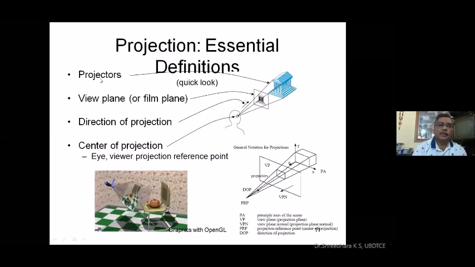Now once again, to be clear: these are all the projectors. Here, the observer is here. That is the center of projection. All points will coincide. This is the plane, the viewing plane, that is the film plane, and this is the direction of projection. So you are putting this data onto the screen. This is perspective projection, right? Every point is coinciding at the COP, that is the center of projection.